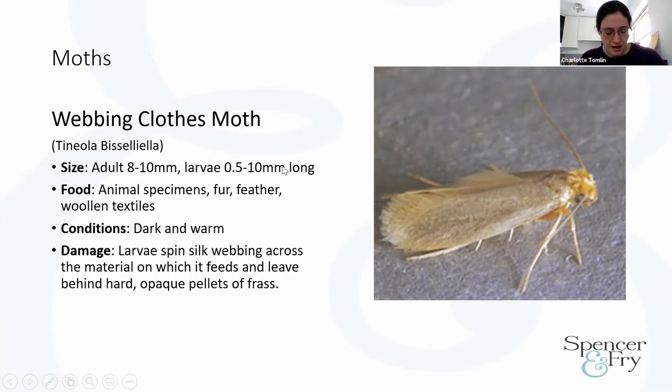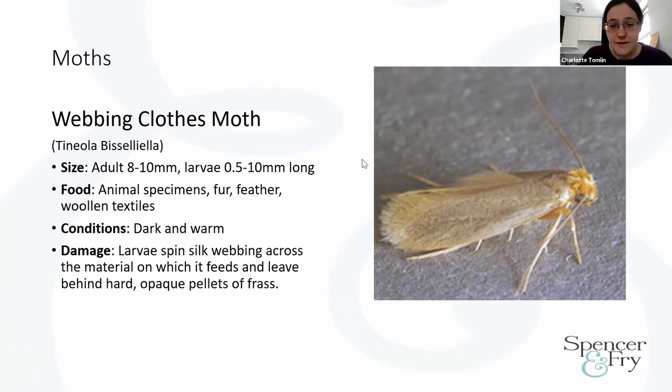The larvae are white with an orange-brown head capsule, and they're often hidden by tubes of silk webbing. So as they move across the animal skin, fur, wool and textile that they're digesting, they spin silk across the material, so it almost looks kind of like spider webs across the material. And they can also leave behind pellets of frass. And again, like beetles, they like the dark and warm and moist conditions.